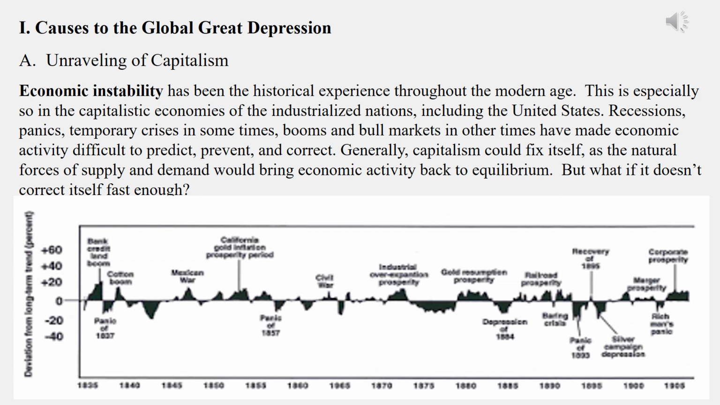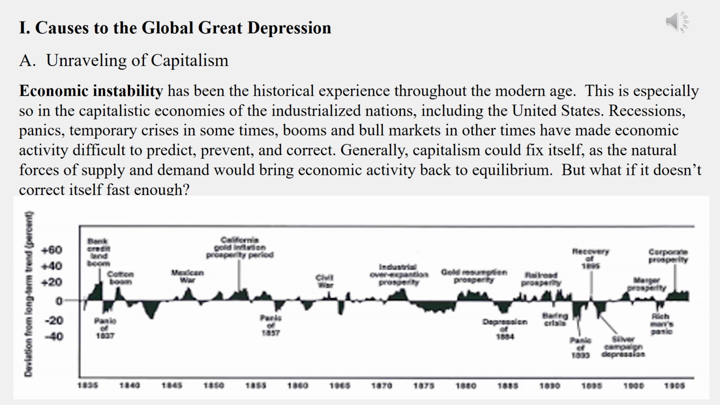Take a look at the business cycle of the United States for the 70-year period of 1835 to 1905, shown in the timeline graph below. Notice the peaks and the troughs of the American business cycle. Equilibrium was not an economic mainstay throughout America's first century of industrialization and capitalism.